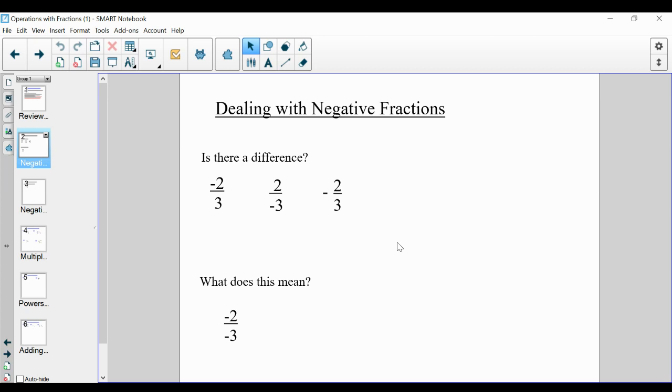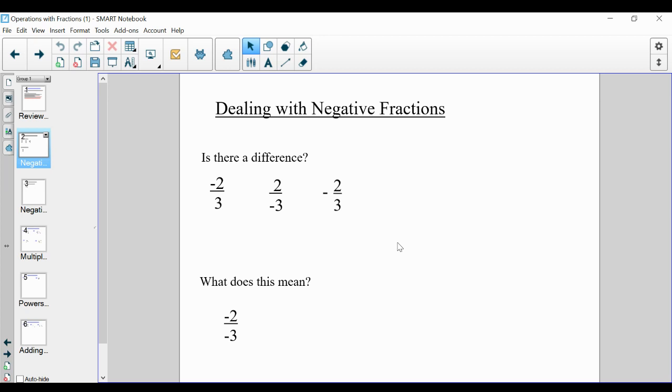The first one is -2/3. The second one is 2/-3. And the third one looks like 2/3 with a negative in front. So I really want you to think about whether you think there's a difference, and maybe pause the video and punch these into your calculator if you want, because remember, the bar in a fraction really is the same as division. So hopefully you've had a minute to punch these into your calculator and think about whether you think there's a difference.